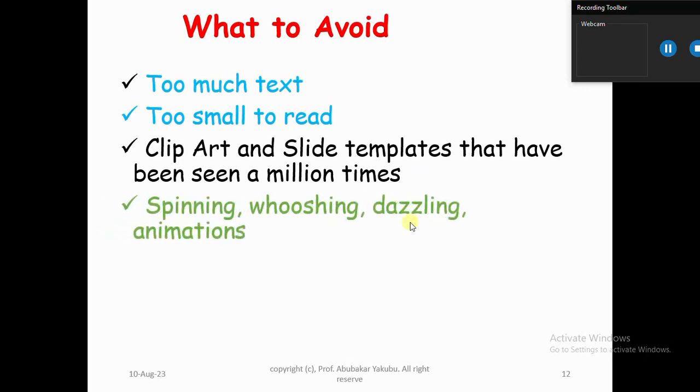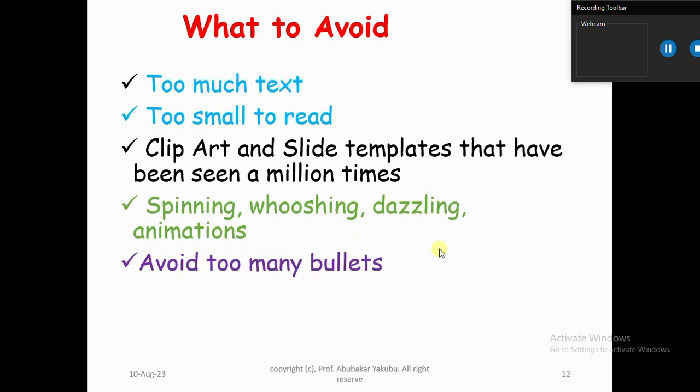Spinning, whooshing, dazzling animations should be avoided as much as possible. Just like what I'm using on this slide right now, you find that on the whole slide I used no animation or spinning, whooshing, and dazzling. I did this for people to understand that sometimes we don't need these spinning, whooshing, dazzling animations when you present your work. Some audience don't like it really.